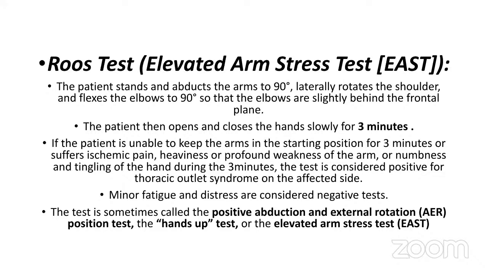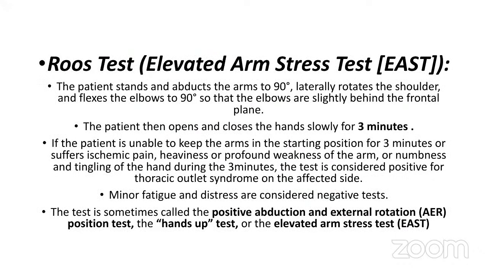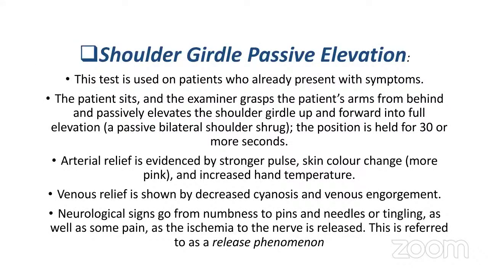Okay. Next. What we have seen, these are all Adson's maneuver, costoclavicular syndrome test, Halstead maneuver, and Roos test. These all will aggravate the patient's symptoms. And only this one test will relieve the patient's symptoms: the shoulder girdle passive elevation test. If the patient comes with signs and symptoms present at that moment, then you have to do this test.